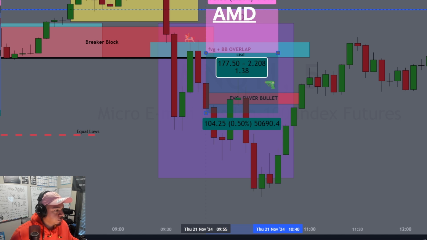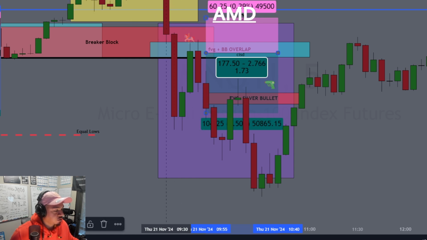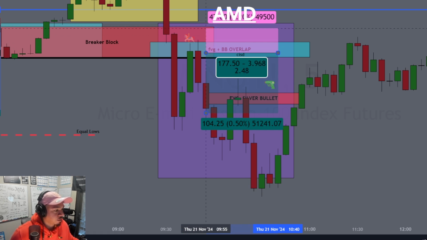So the reason I like the unicorn is because it's after the confirmation of the turtle soup, but it's before the silver bullet. So there's a lot more room for this trade. Now, as you can see, it pulled back. So it's a trade where you want to kind of take profits. You don't want to just leave it running forever.